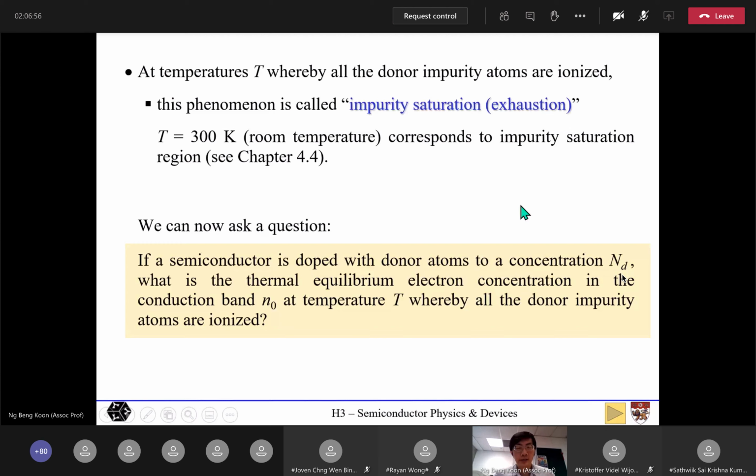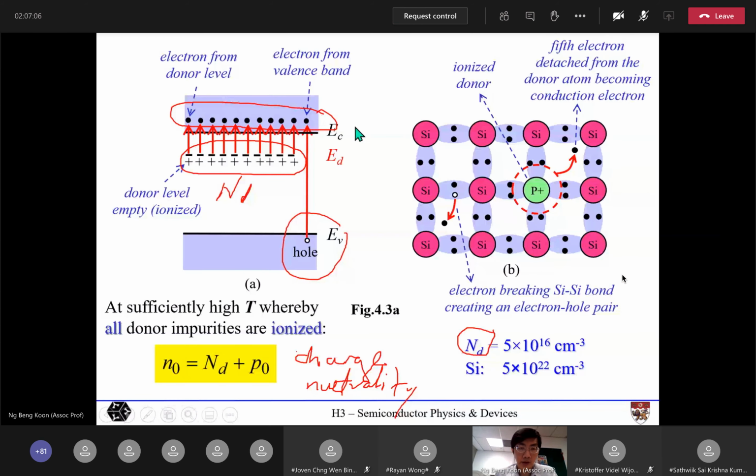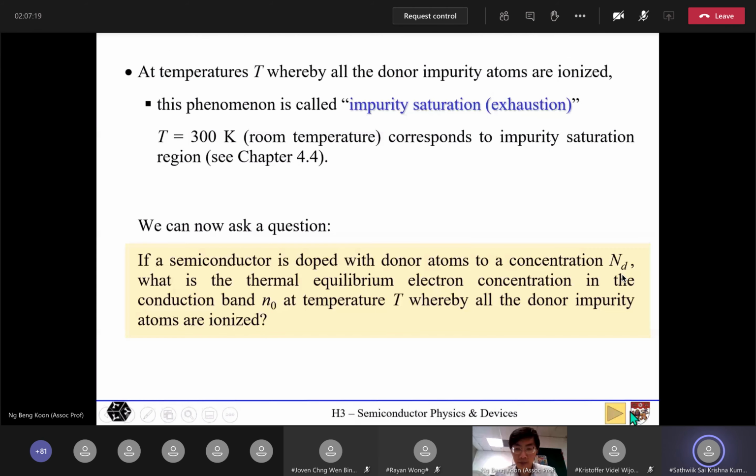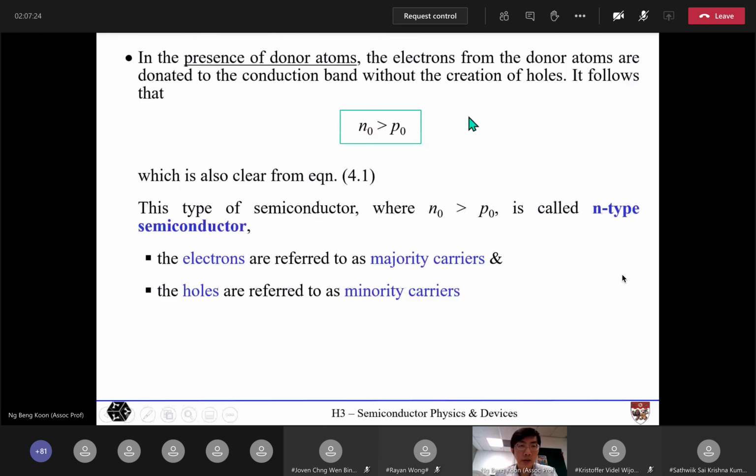At this temperature where all the donor impurity atoms are ionized, we call this the impurity saturation condition. By the way, we call these donor electrons, those that come from the donor impurity atoms. So, looking at the charge neutrality equation of N naught.